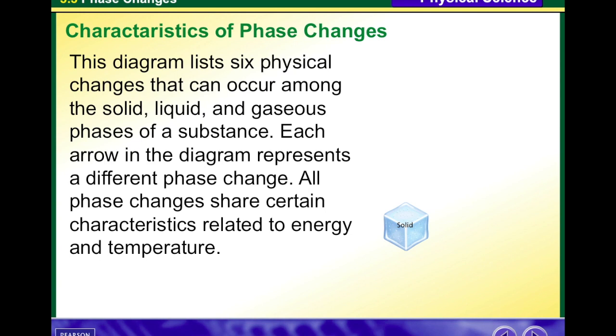Let's look at a diagram. This lists the 6 physical changes that can occur among solid, liquids, and gases. And the arrows represent changes. So that's what we call a phase change, when one state of matter turns into another. And all the phase changes have certain characteristics that are important.